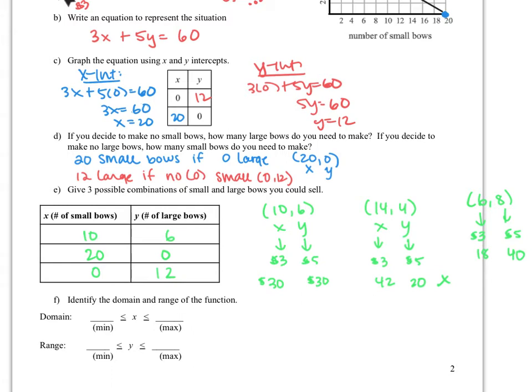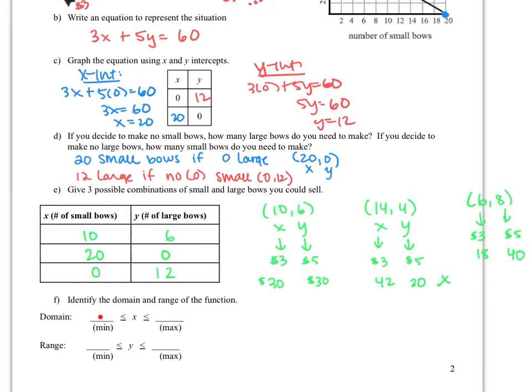Okay, so our last thing on this problem that we haven't seen in a while, but we're going to bring back, is domain and range. If you remember, domain is all of the possible inputs. It's like a list of all the things that can go into a function. And the input in a function is the x value. Now remember, in this problem, the x value is the number of small bows. So what we're trying to communicate here is all the possible amounts of small bows that we could make.